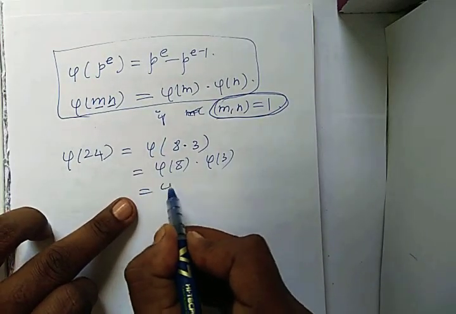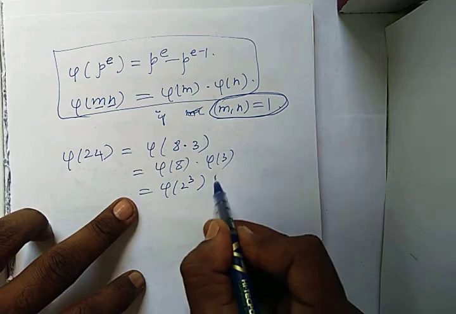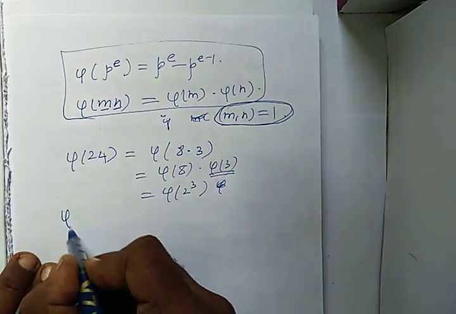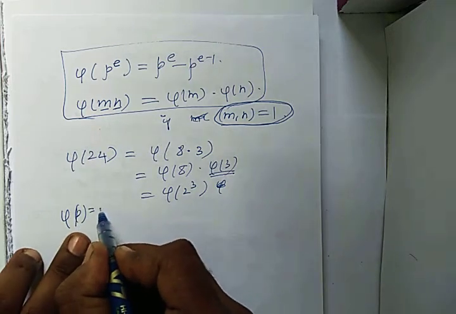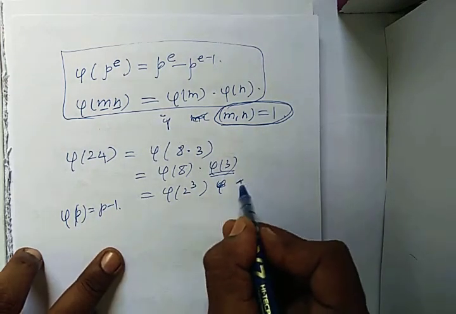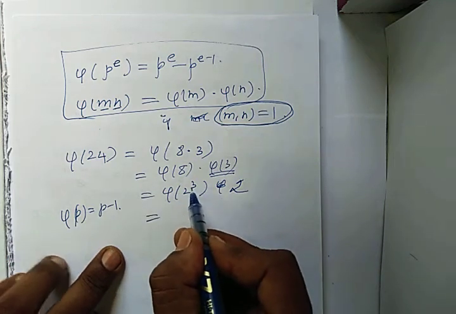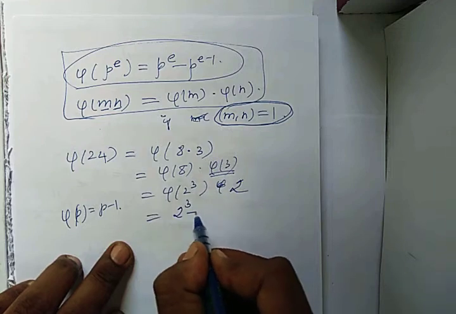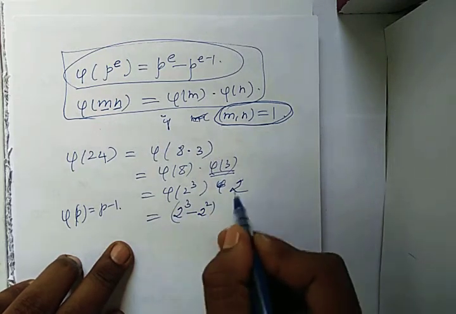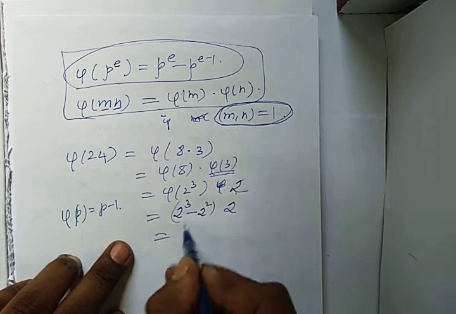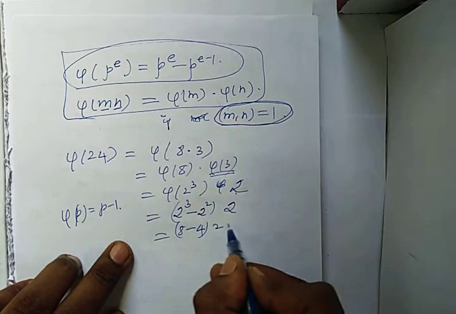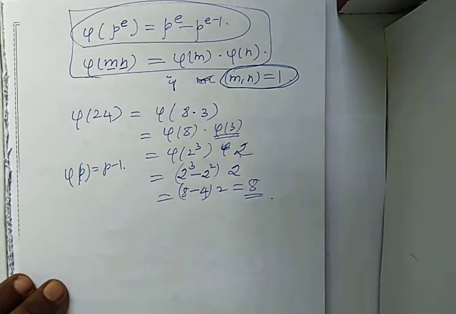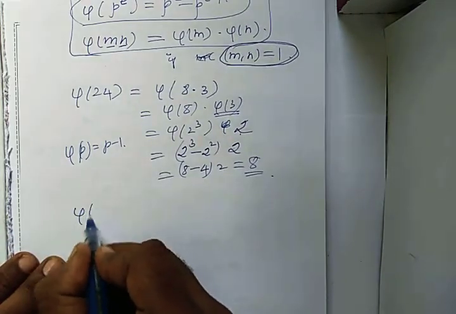But what is 8? It is 2 cube. What is phi of 3? It's a prime number, right? What is phi of p? Phi of p is equal to p minus 1. So this is 2. What is phi of 2 cube? We have to use this formula. 2 cube minus 2 square, and this 2 comes again. So 8 minus 4 into 2. So 8. And what is phi of 18?